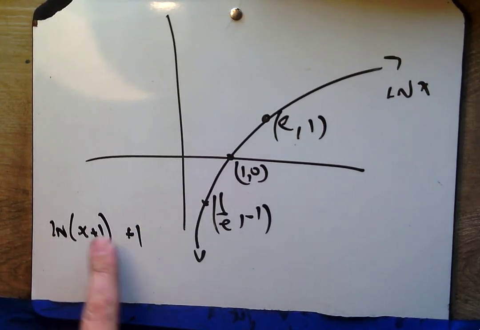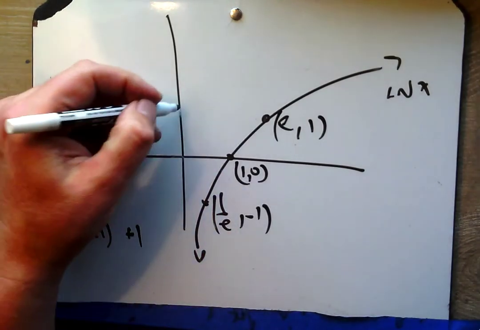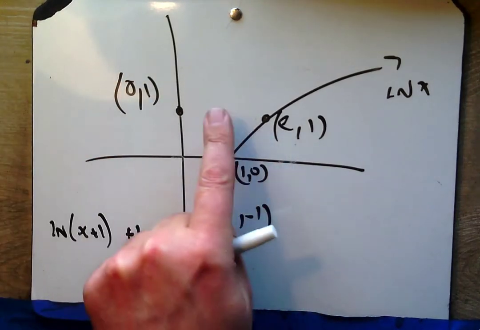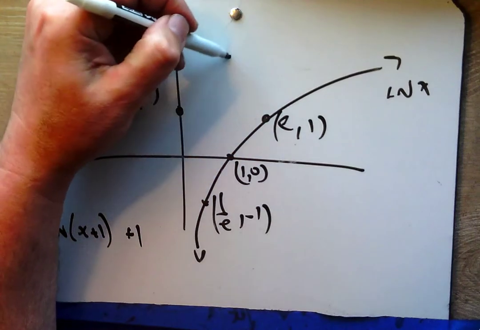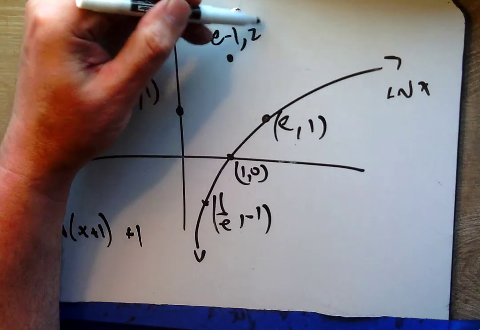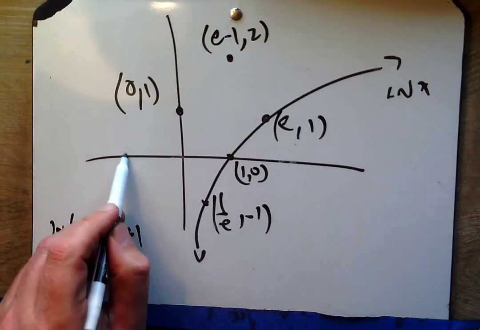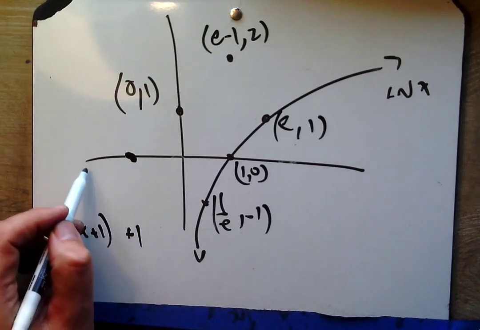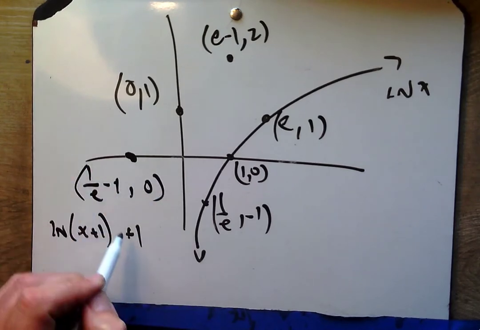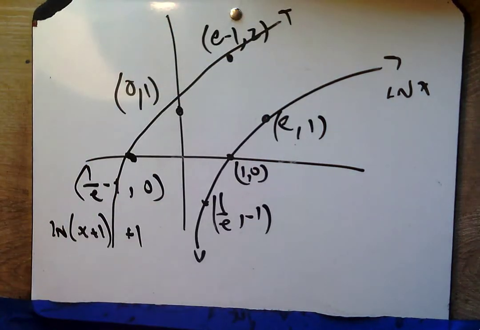So moving to the left 1 and up 1. So this point moves over here and moves up 1. So this is now (0, 1). And this is going to move left 1 and up 1. And so I'm going to have this point over here called (e minus 1, 2). And this moves to the left 1 and up 1. And so I'm here at (1/e minus 1, 0). And so my curves, they don't intersect.